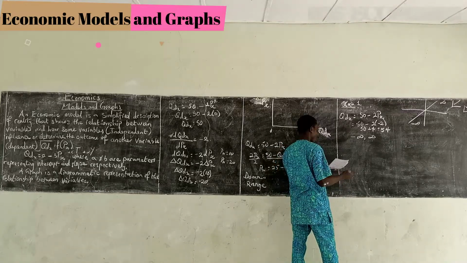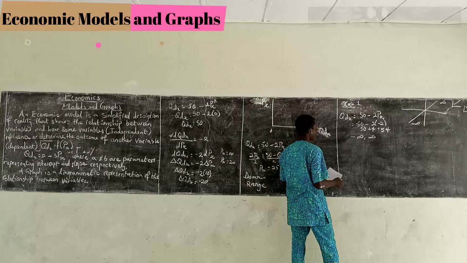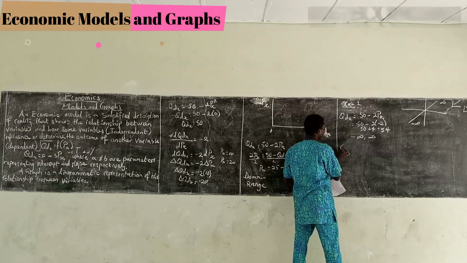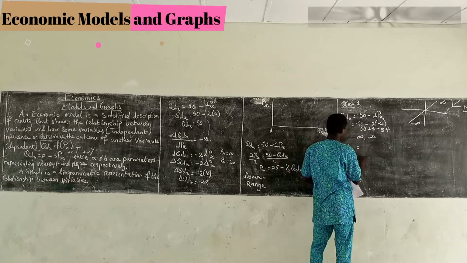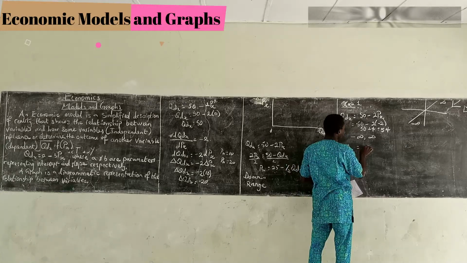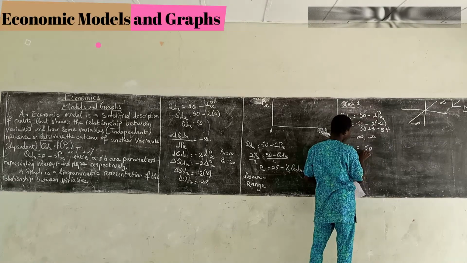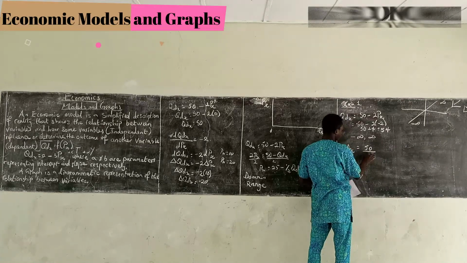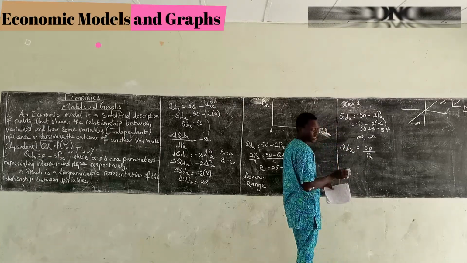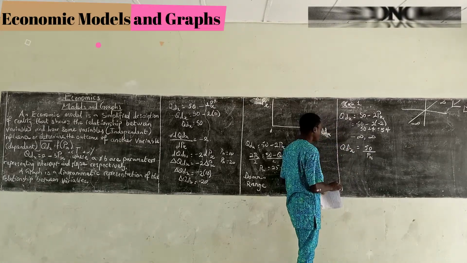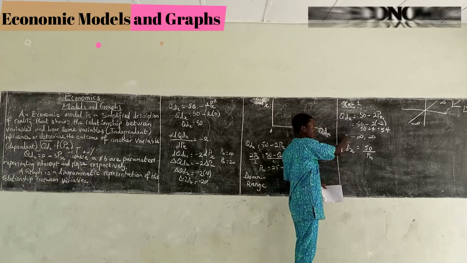Now, what if you have something like a fraction? What if you have a function like this, QDX equals, let me say, 50 over Px, for example. Let's just assume that this is what we have. Here, what kind of value will Px take that will make this undefined?